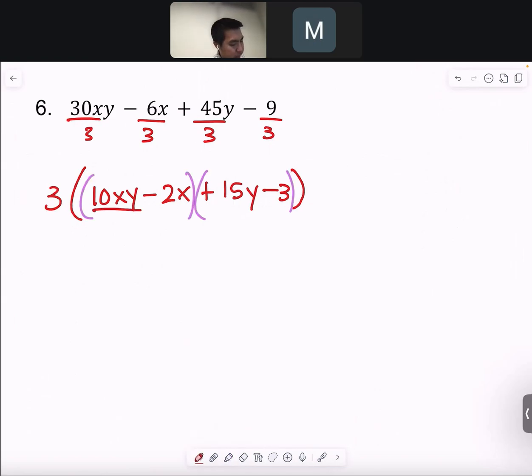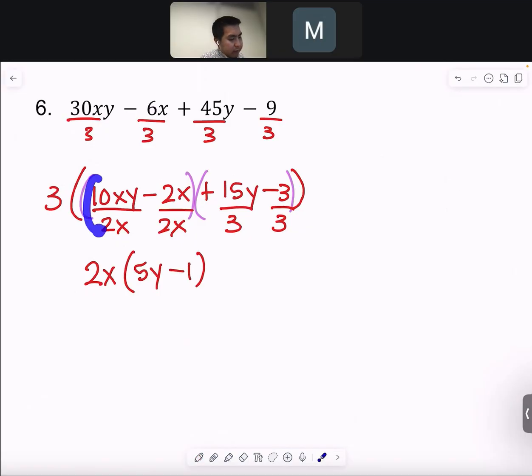Okay, so from the first grouping, I could factor out a 2x. I could divide both those by 2x. And from the second group, I could factor out a 3. So 2x, we get 5y minus 1. 10 divided by 2 is 5. The x's cancel, so you just drop down the y. These cancel, so all that leaves is a 1, right? Over here, we take out the GCF from that little group. 15 divided by 3 is 5. Drop the y. 3 divided by 3 is 1, so minus 1.